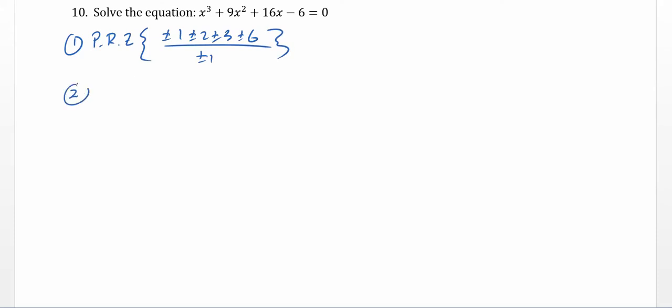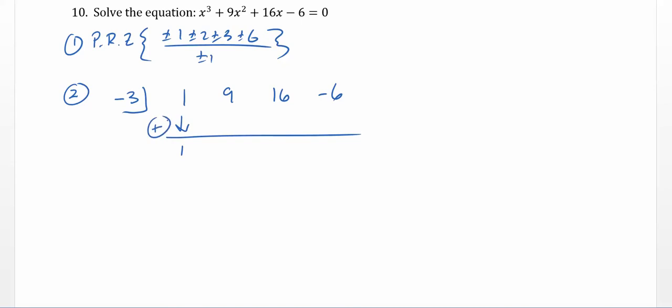So step 2, then I would graph this, take a look at it, and figure out that indeed negative 3 looks to be a 0 to this equation. So using negative 3, I'd then use synthetic division and pull out the other factors. So I would skip a line, draw a line, go down, and I would add this all up.